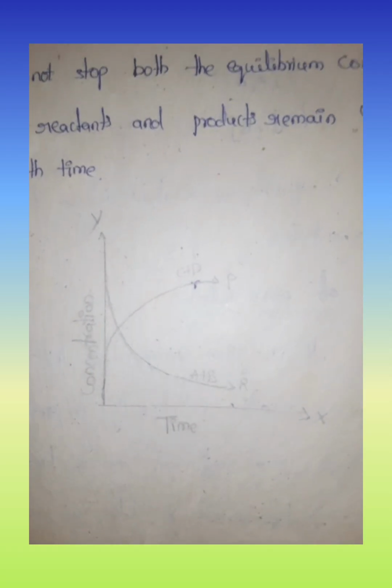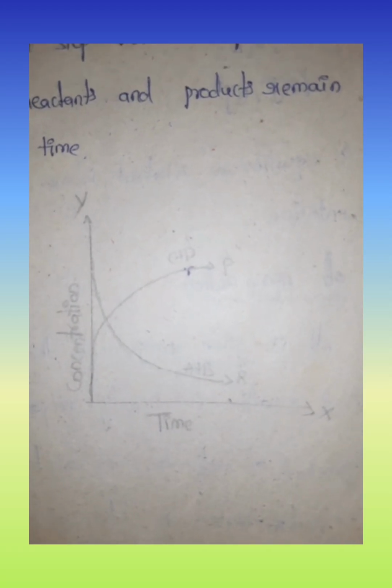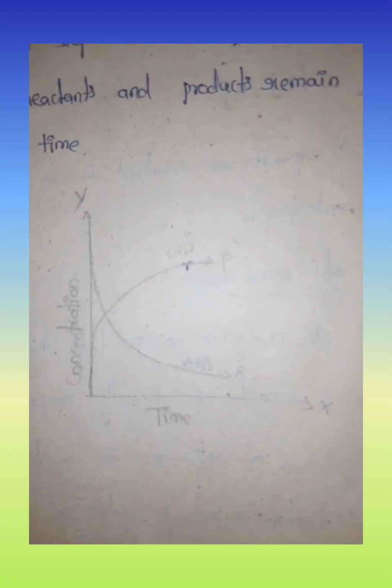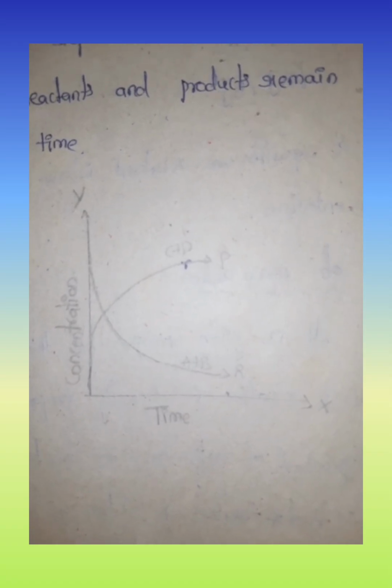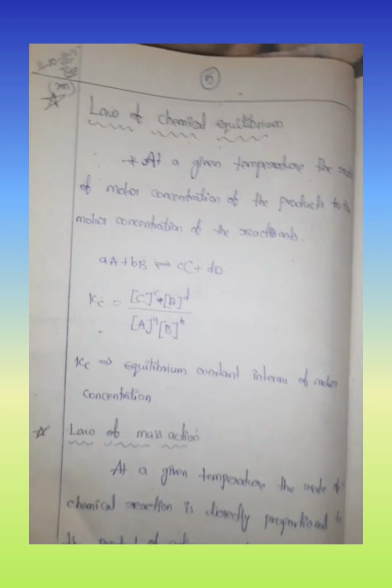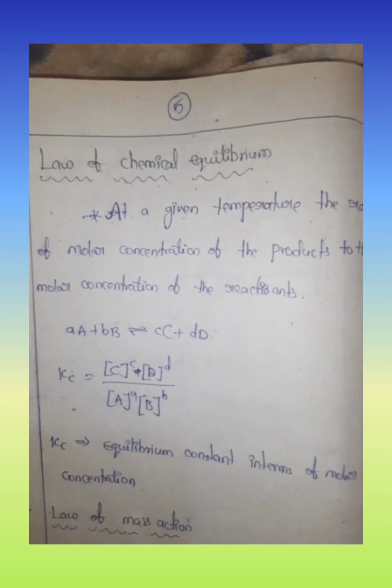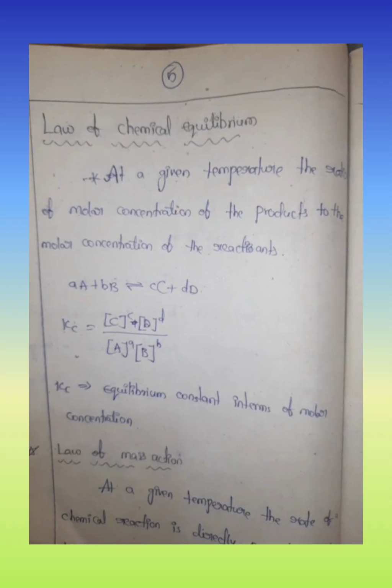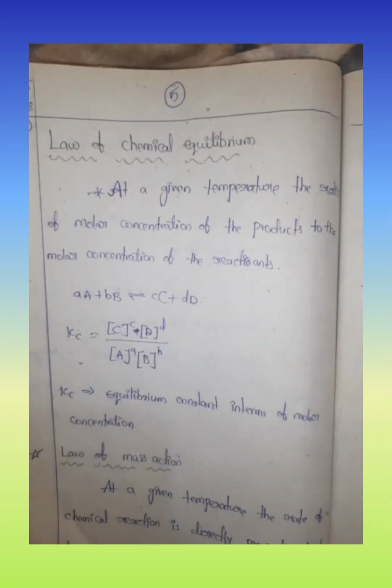Here we take the graph of time and concentration. Product concentration increases and reactant concentration decreases with time. Law of equilibrium: at a given temperature, the ratio of the molar concentration of the products to the molar concentration of the reactants is constant.